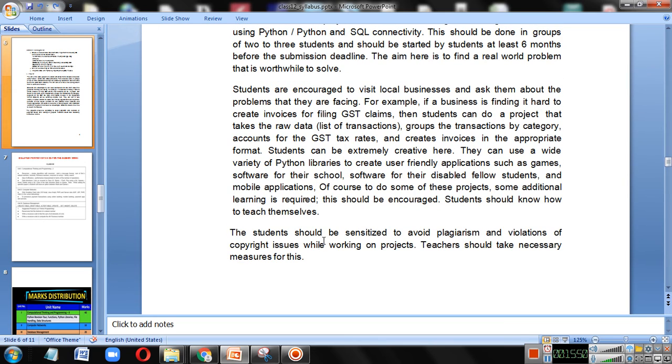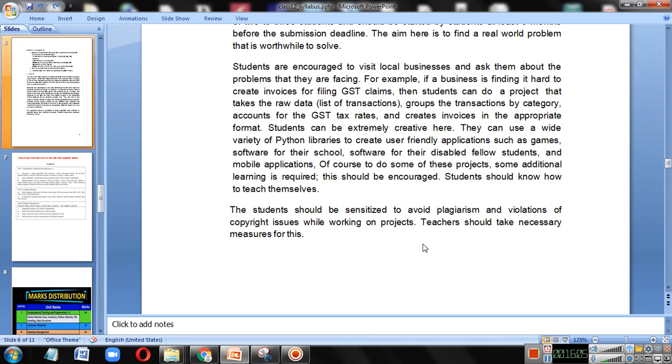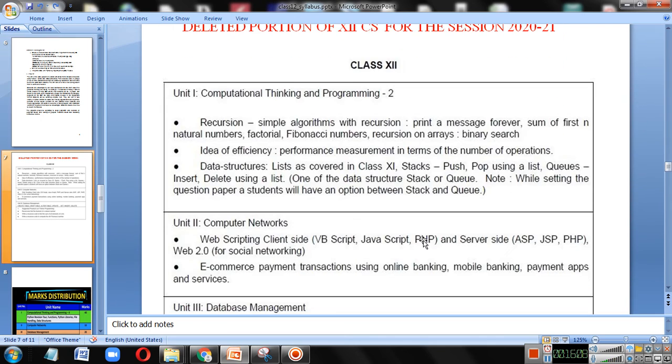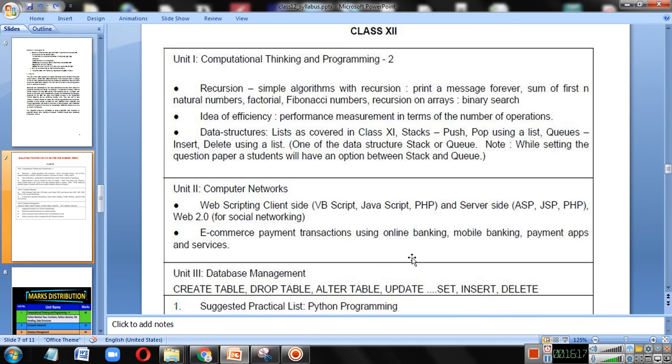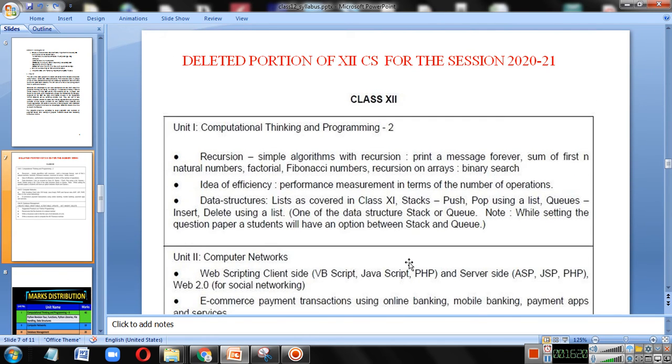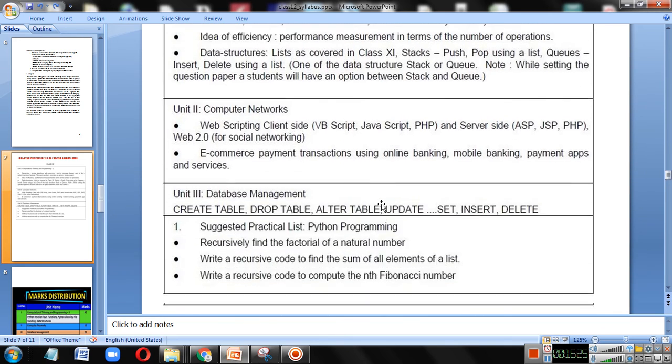So you remember that in class 11th 70 marks was theory and 30 marks was practical. Similarly in class 12 also 70 marks theory and 30 marks practical. Is it clear? Right. And then this is the deleted portion of class 12 for the session 2021. Of course, we need not discuss this. Clarification was required for the previous year, that's why this was there.